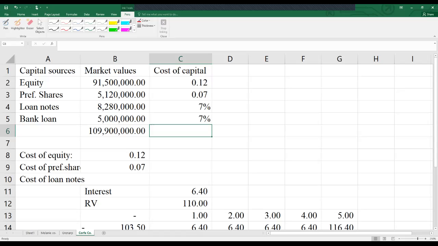Don't forget the percent sign here. If you want, make all of these decimals. For markets, all these are decimals. I propose that you do that. Otherwise, you're going to mess up.